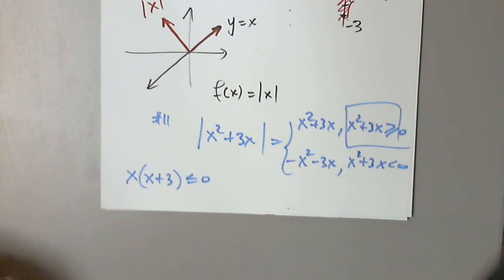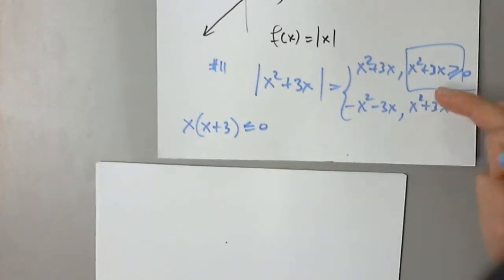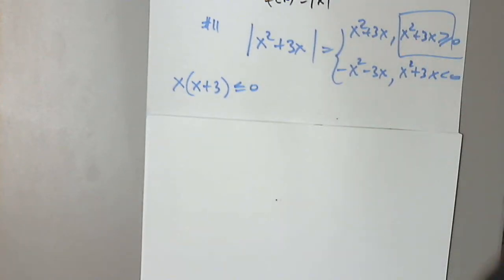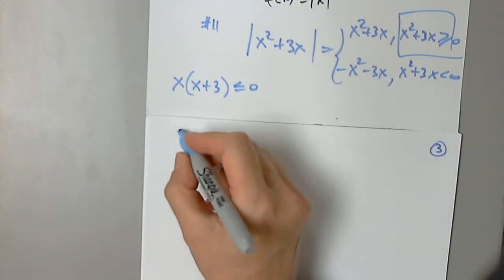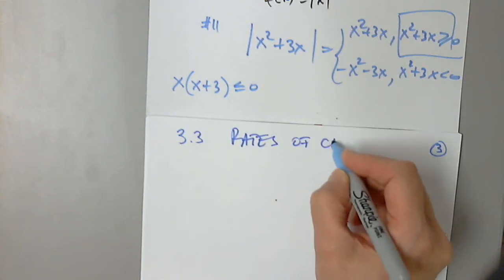Good. Anything else? Is that good enough? Yes? Okay. Is there anything else before we look at rate of change of a function? Section 3.3. Anything else for me? Okay, 3.3, rates of change.